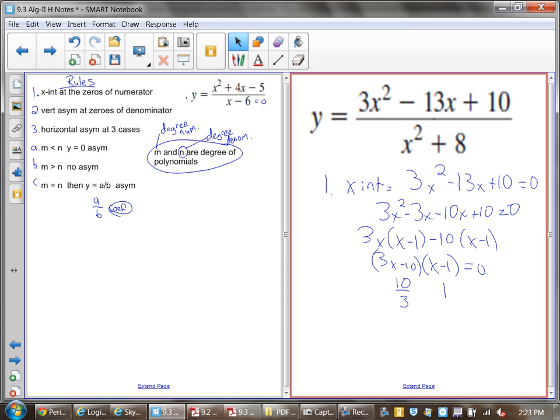Go to the second step. The second step is to identify your vertical asymptotes. Your vertical asymptotes are going to occur at the real solutions, the real zeros of your denominator.